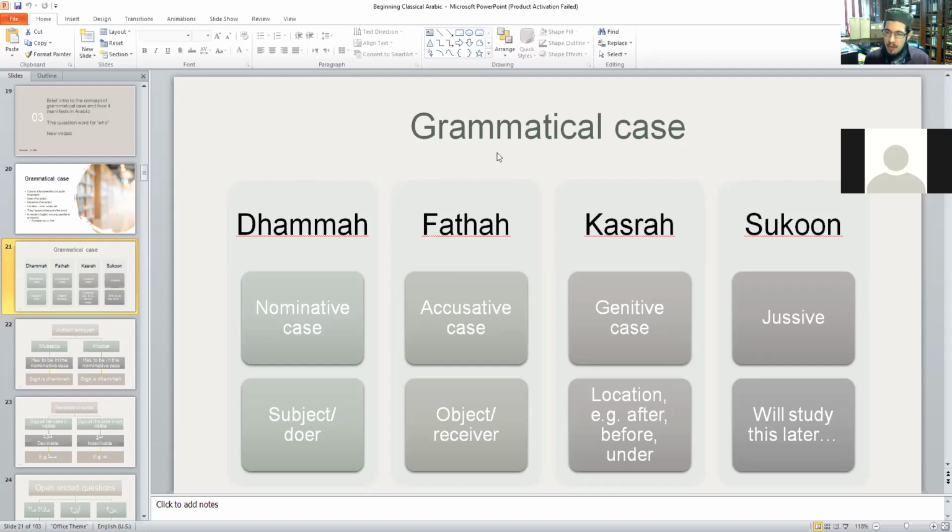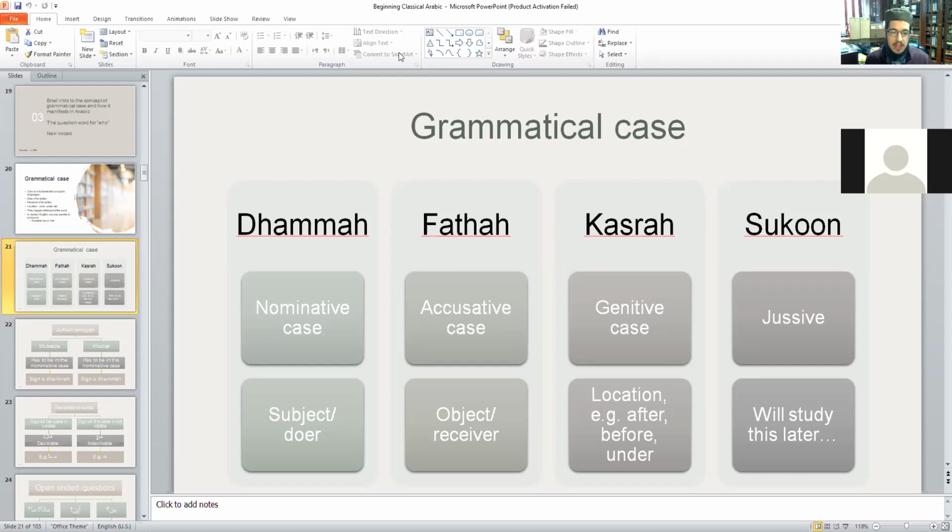Well, this is what we have going on in Arabic. The words themselves change in order to reflect whether they are the subject, whether they are the object, whether they are possessed or possessing, and so on and so forth. How do they change? Where do they change? Does the entire word change? Does just a part of the word change? And how much does it change? This is one of the most significant things to understand Arabic.